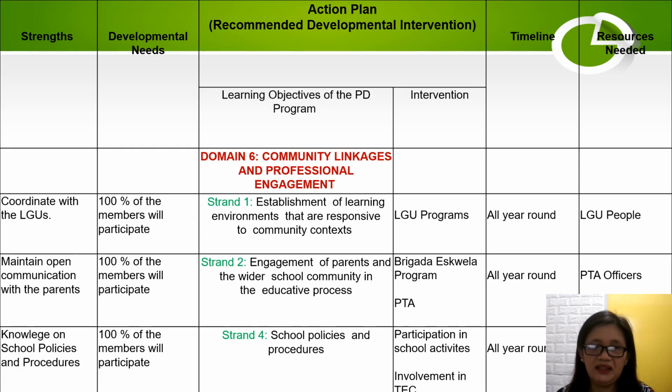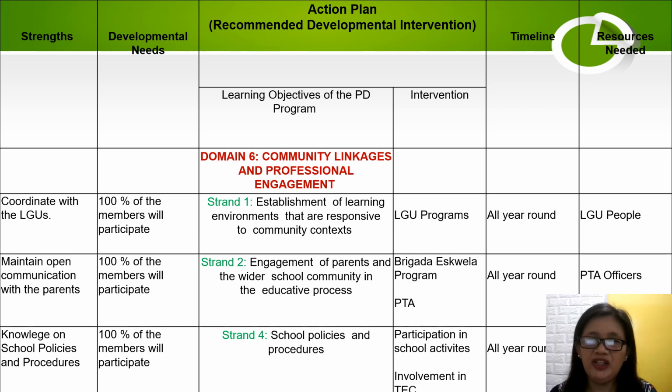For Domain 6, community linkages and professional engagement. For Strand 1, establishment of learning environments that are responsive to community contexts. So the strength, coordinate with the LGUs, like the barangays and the city government. Maybe you could also coordinate with the national level. And then the developmental needs, 100% of the members will participate.